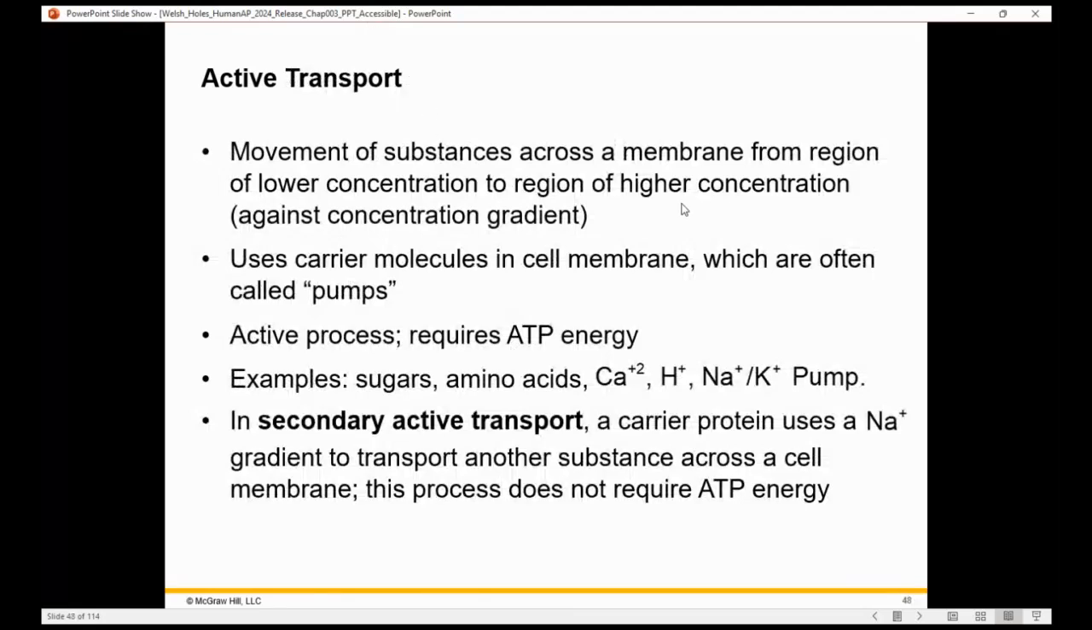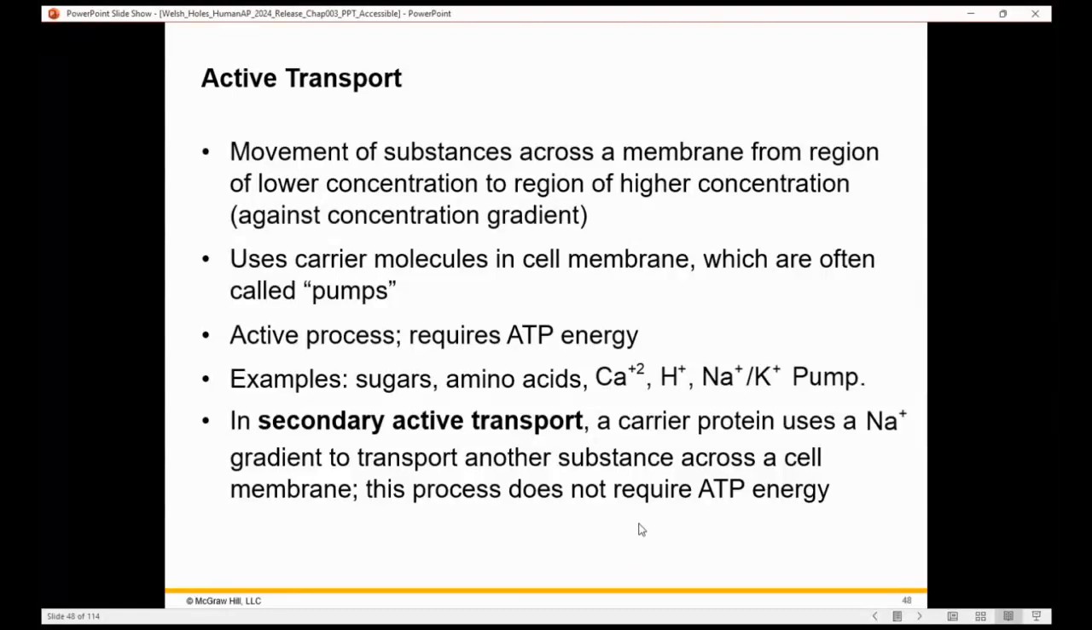So active transport. It's a movement of substances across a membrane from a region of lower concentration to a region of higher concentration. So this is the opposite of diffusion. It's going against a concentration gradient. It uses carrier molecules in the cell membrane, which are often called pumps. It's an active process. It does require ATP. Some examples: moving sugars, amino acids, calcium, hydrogen ions, sodium, and potassium with the sodium-potassium pump.